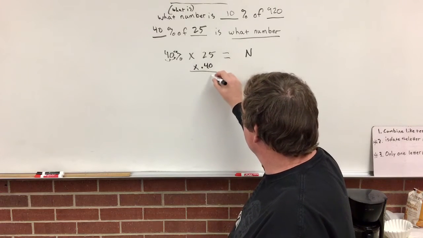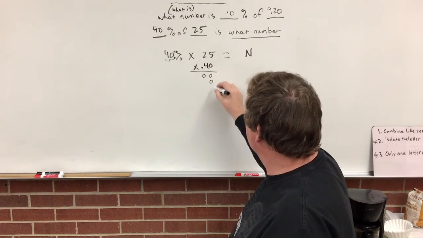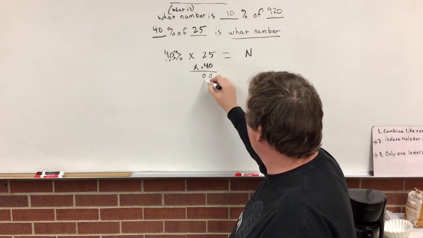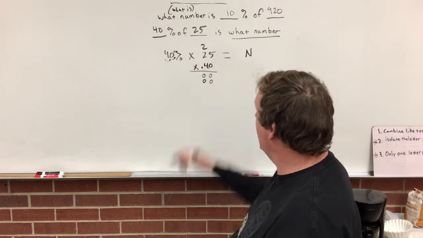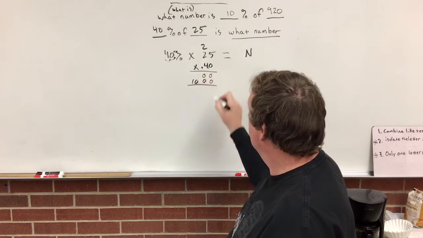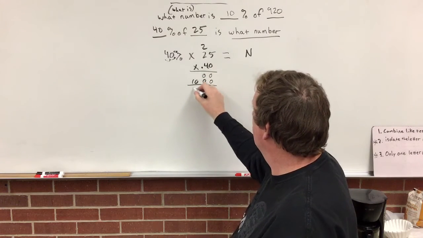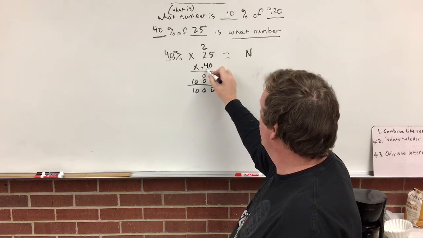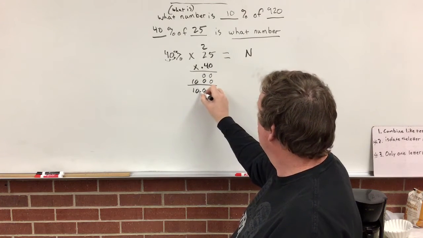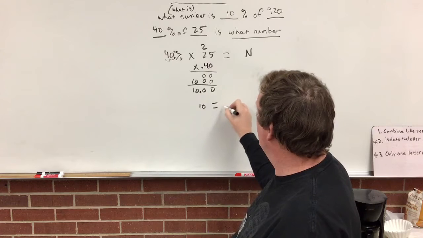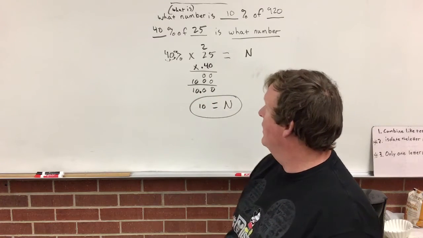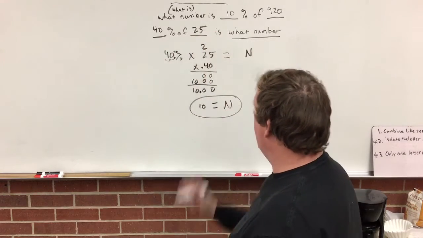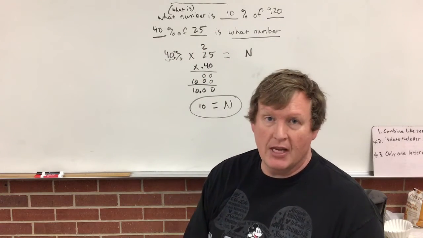Okay, so let's do that. 0, 0, add a 0 or add a place. 4 times 5 is 20. Carry the 2 over. 4 times 2 is 8 plus 2 is 10. Bring them down. How many numbers behind the decimal here? I have 2, so I'm going to put 2 numbers behind the decimal. 10, n equals 10 right there. So 40% of 25 is the number 10.